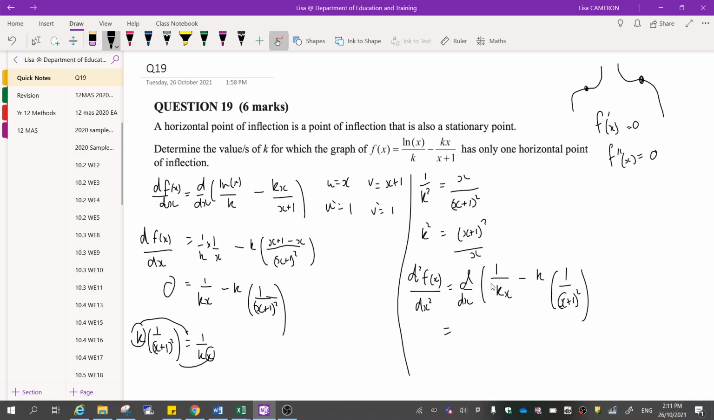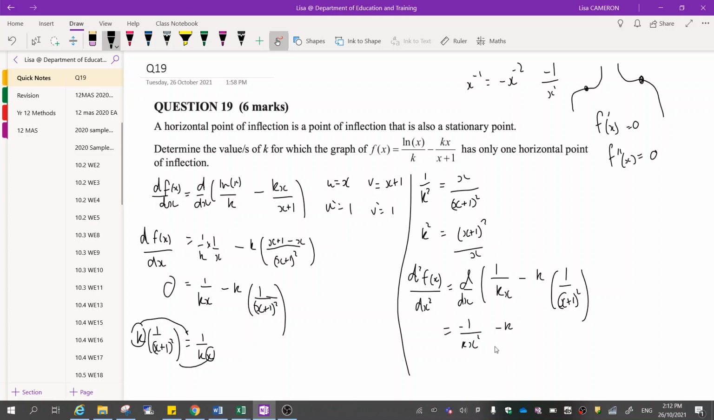Okay, so if I derive this first part of the statement, remember to make it derivable, that would be x to the power of -1, meaning its derivative will become negative x to the power of -2. Now, if I write that back in a fraction like that, it'll become -1 over x squared. So that first part of the expression is going to become -1 over kx squared.